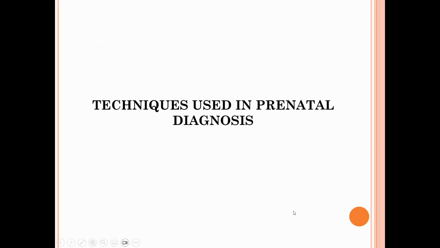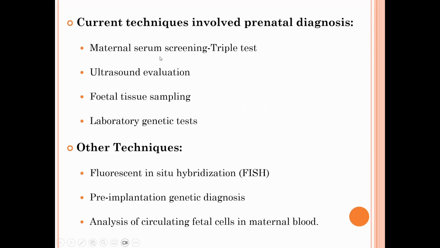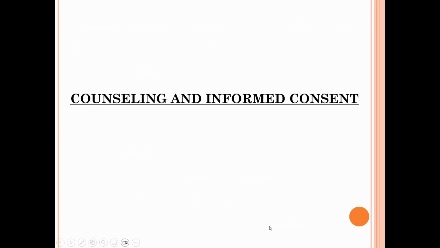syndrome, infertility, history of neural tube defect in previous child or family, maternal illness, maternal genetic disorder, and bad obstetric history. Now, what are the techniques used in the prenatal diagnosis? Current techniques involved in prenatal diagnosis: maternal serum screening, the triple test, ultrasound evaluation, fetal tissue sampling, and laboratory genetic test. Other advanced techniques include FISH, that is fluorescent in situ hybridization, pre-implantation genetic diagnosis, analysis of circulating fetal cells in maternal blood.